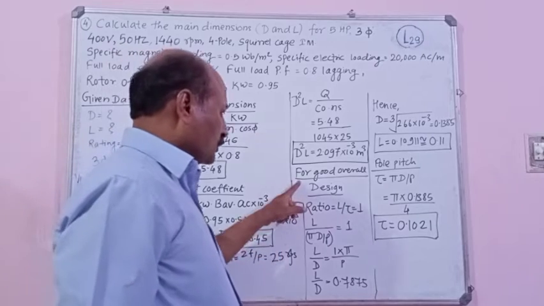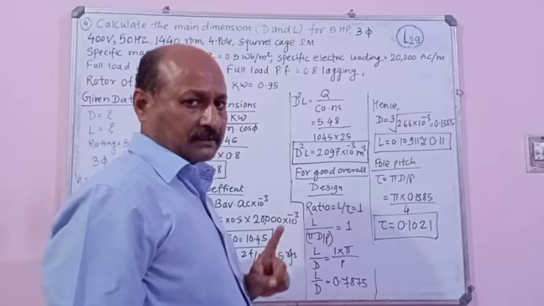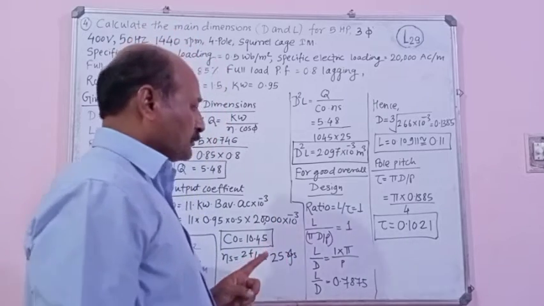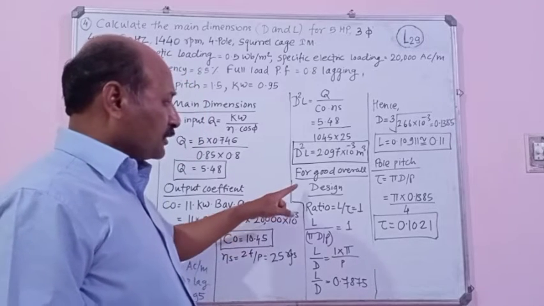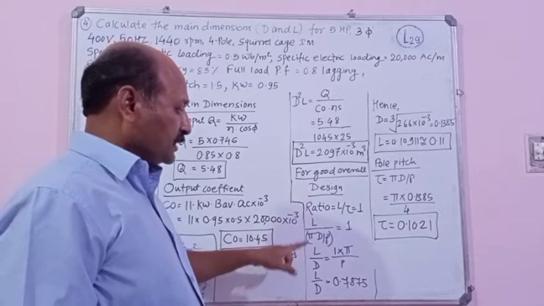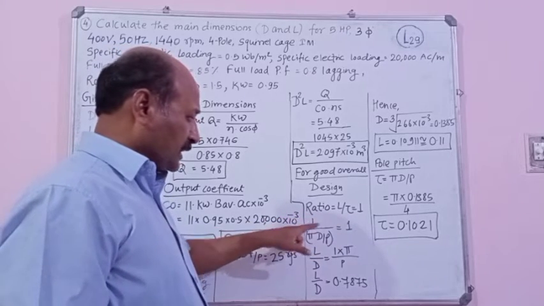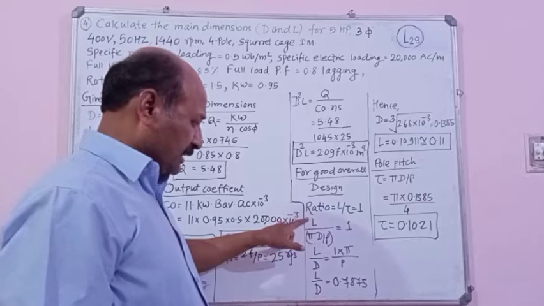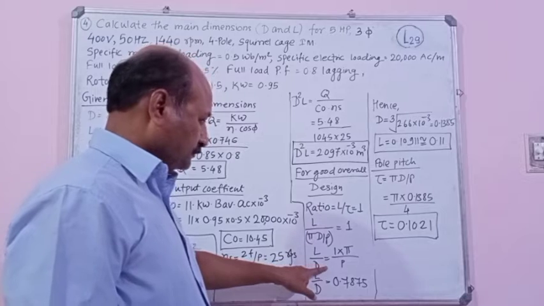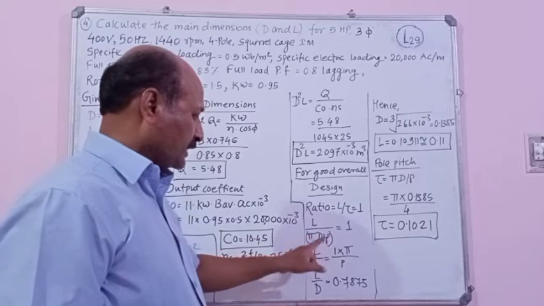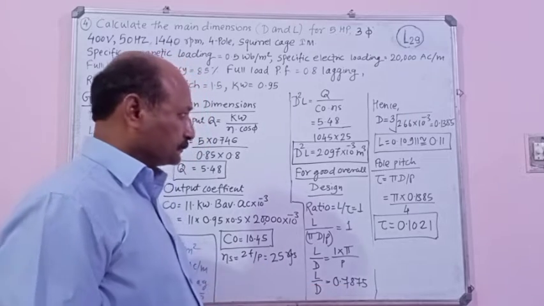For good overall design, the ratio L by tau equals 1. So we have designed for good power factor, for good efficiency. Now we are going to design for the overall good design. For the overall good design, the ratio L by tau equals 1. Tau equals pi d by p. So L by pi d by p equals 1. L by d equals 1 multiplied by pi, then divided by p. So L by d equals 0.7875.